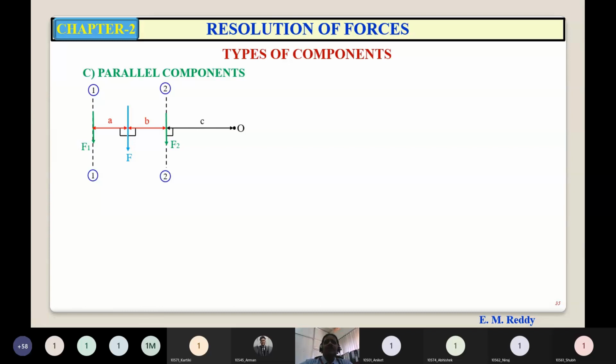Now I am considering a point in the plane at a perpendicular distance c from line 2, that is F2.